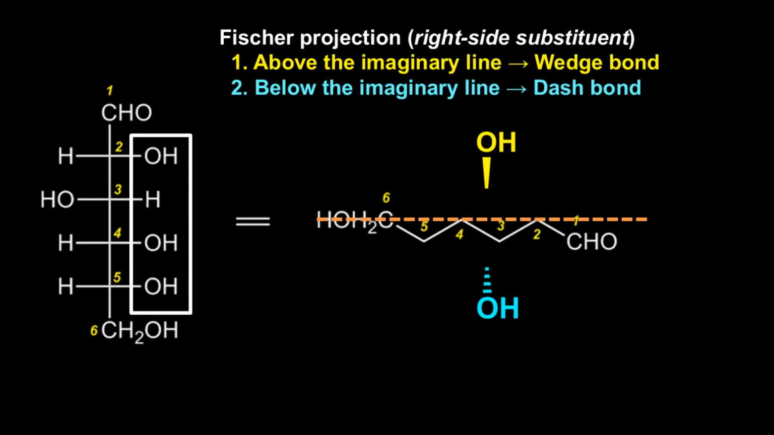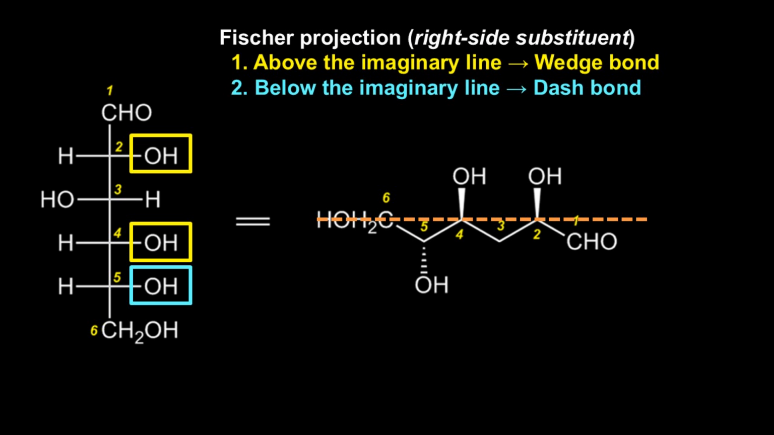Alright, now let's figure out how to place substituents from the right side of a Fischer projection into a skeletal structure. Here's the rule. If a substituent is above the horizontal line, you draw it as a wedge bond in the skeletal structure, which means it points forward. If it's below the line, it becomes a dash bond, pointing backward.